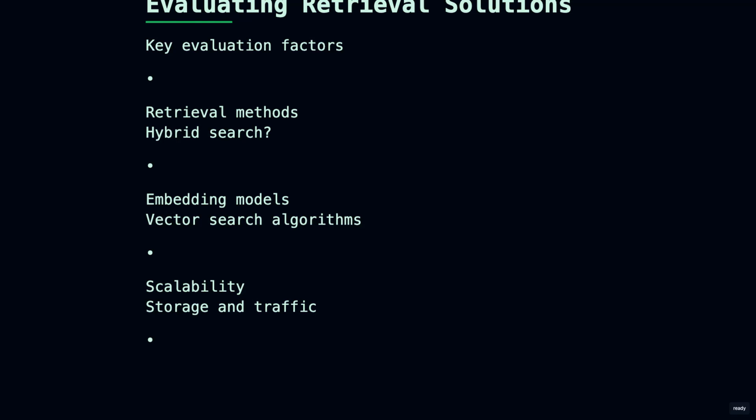Indexing speed matters because it affects how quickly your data becomes searchable. Bulk operations matter when you need to ingest or update large batches efficiently.